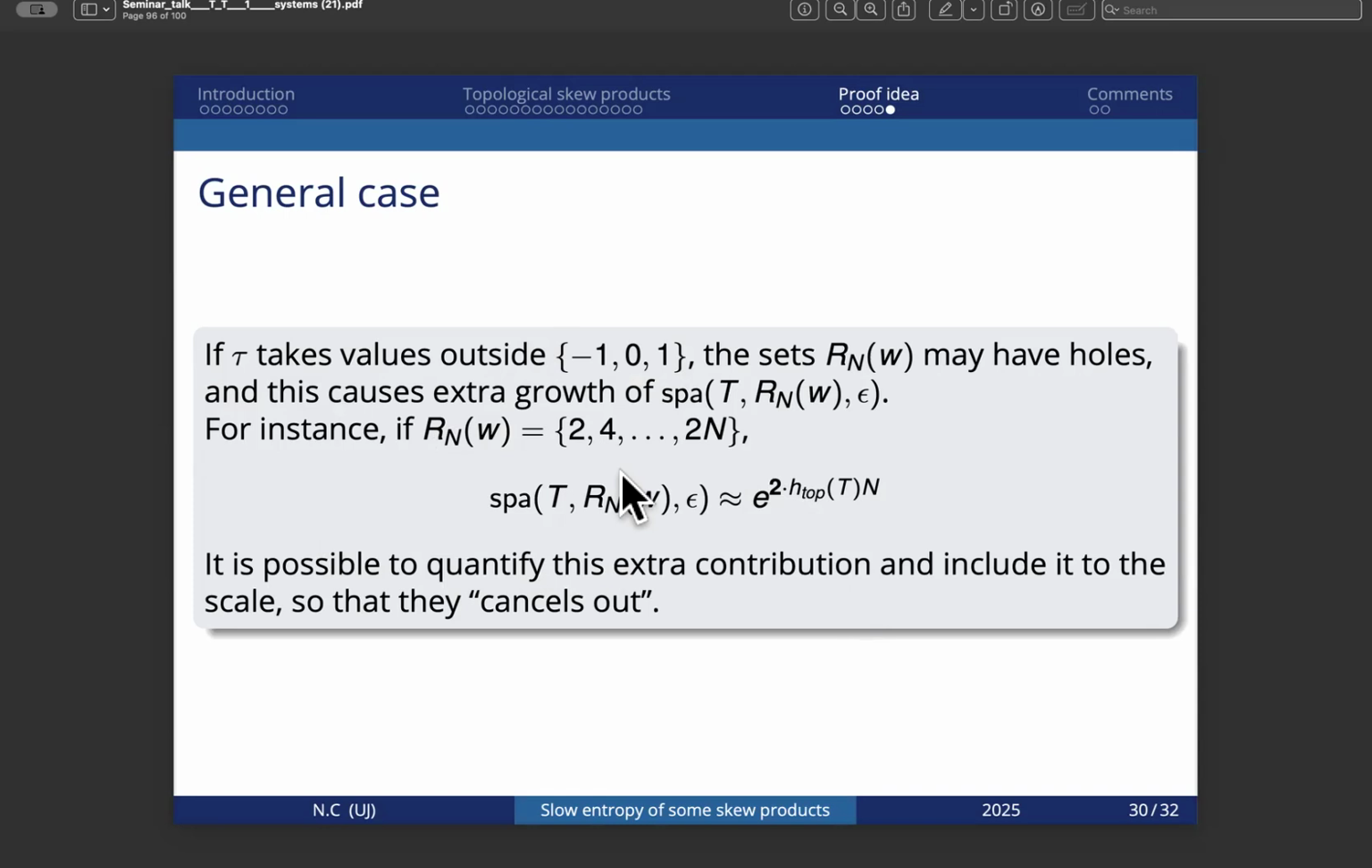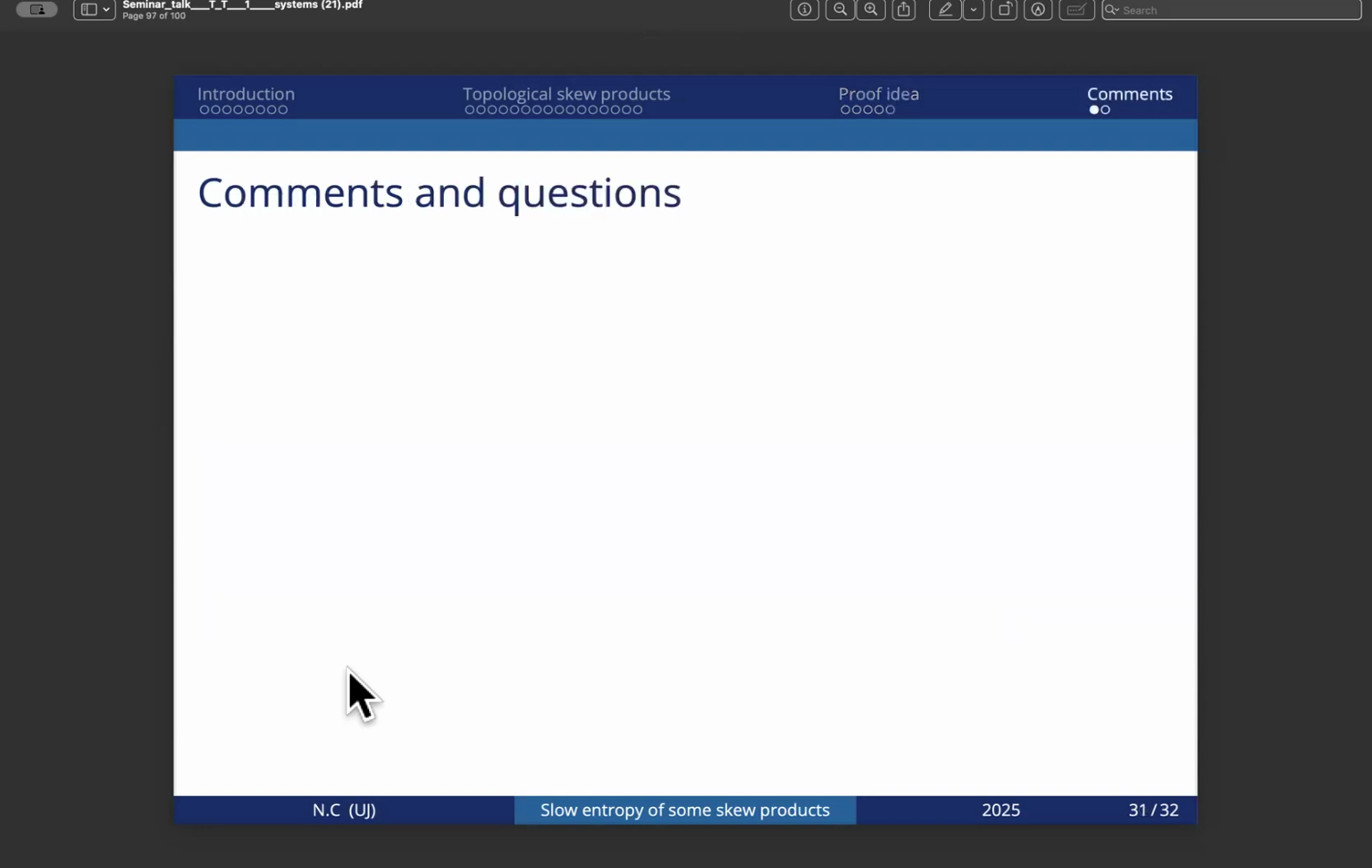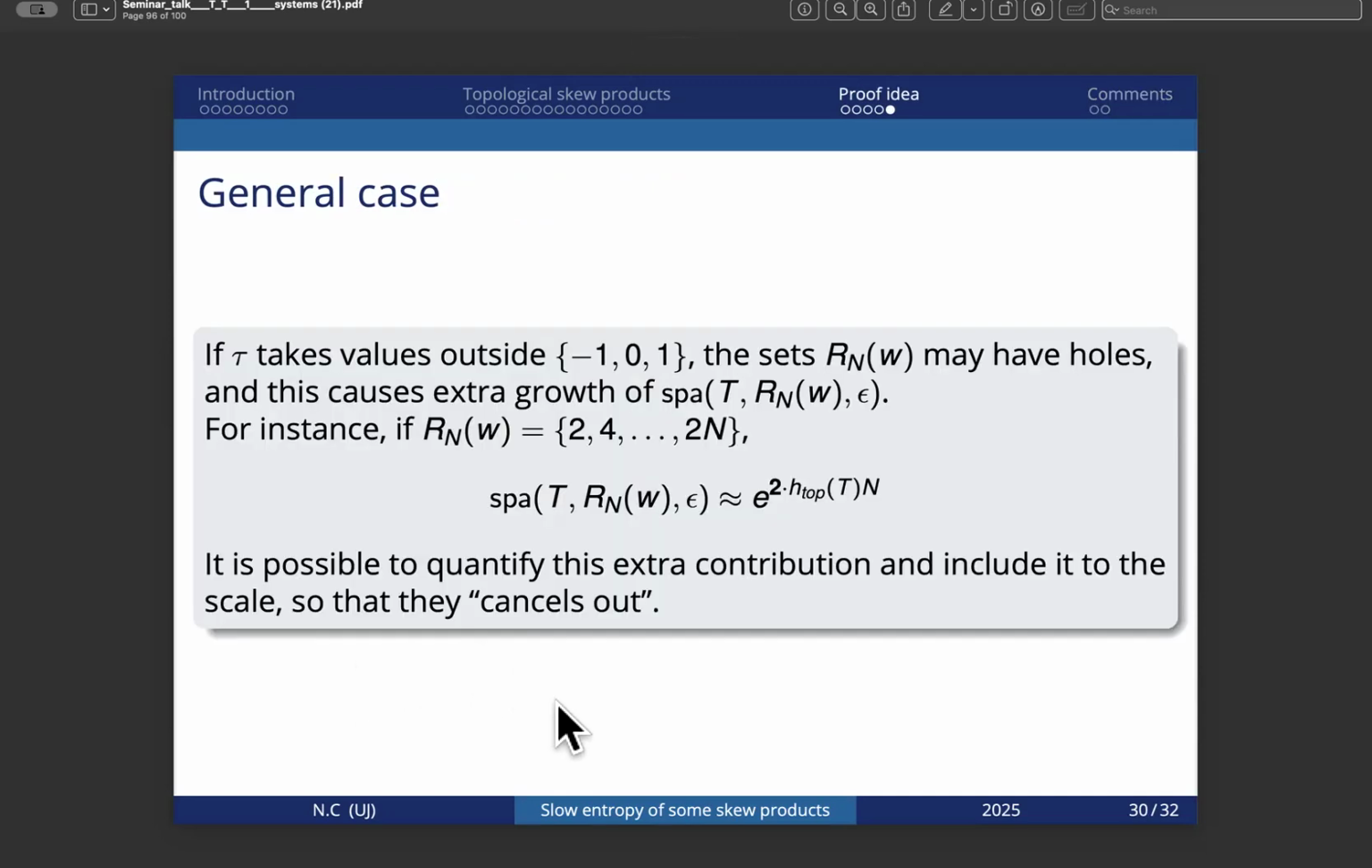And it is possible, it works, and one can include it in the scale so that the things that you want to cancel out actually cancel out, and at the end you only get the topological entropy of the fiber system. So for instance, what you are essentially saying is that if you are like a Følner sequence, then you're in good shape. Yes, I think it's exactly that.